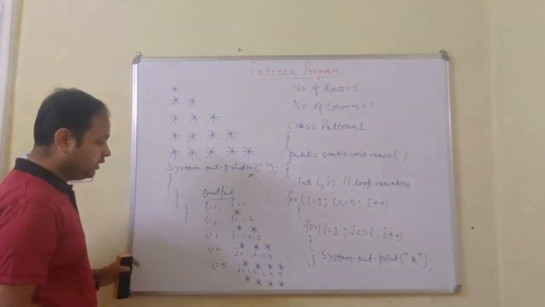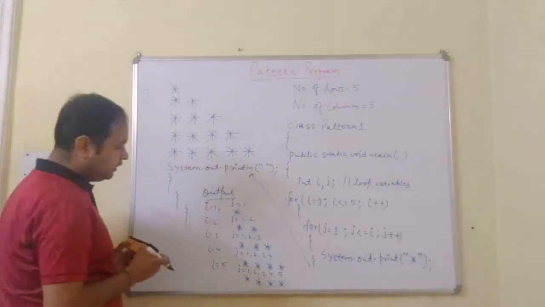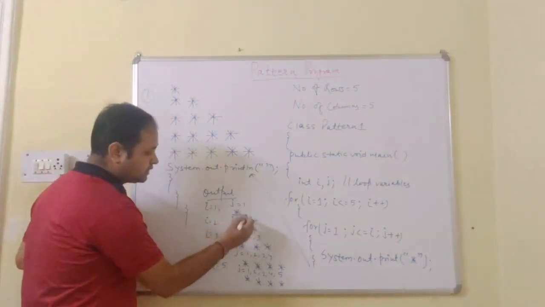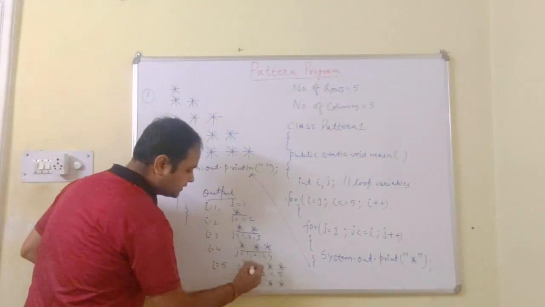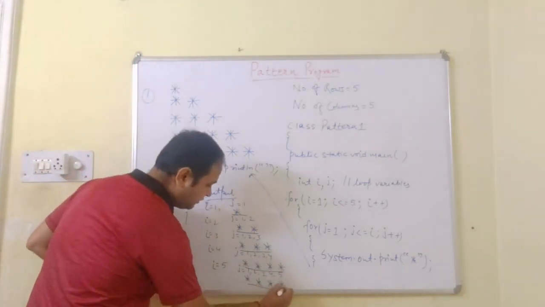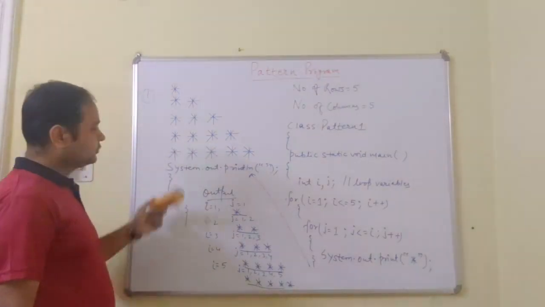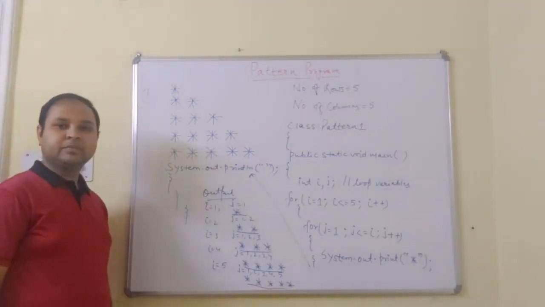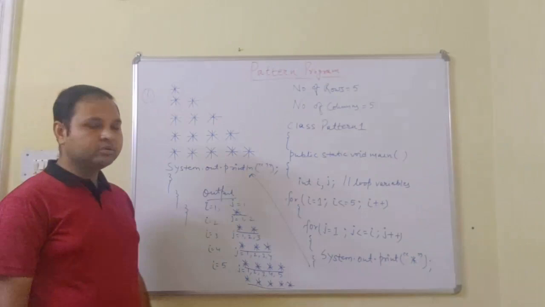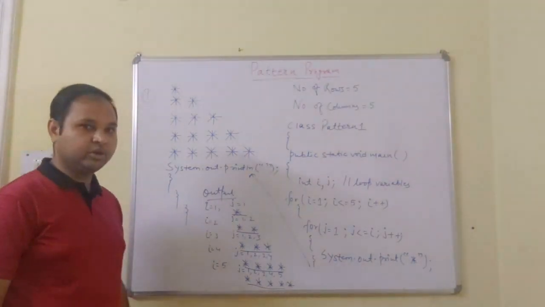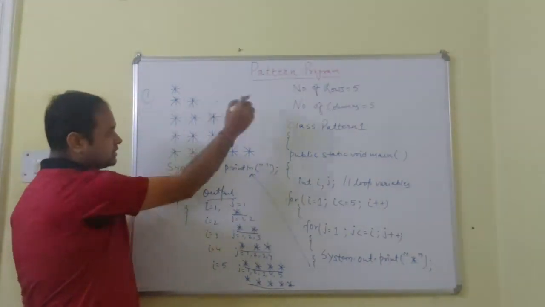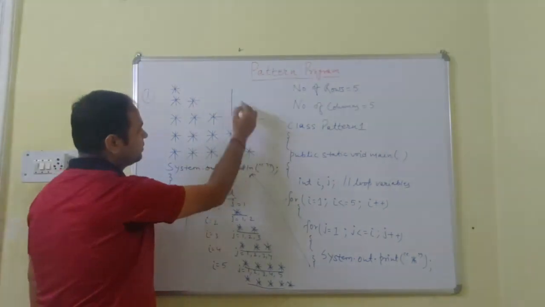Okay. Now you can see the values: 1 star, 2 stars, 3 stars, 4 stars, and finally we got 5 stars. So in this way we need to print the pattern program of this sequence. So what is the sequence here? The sequence is like this.